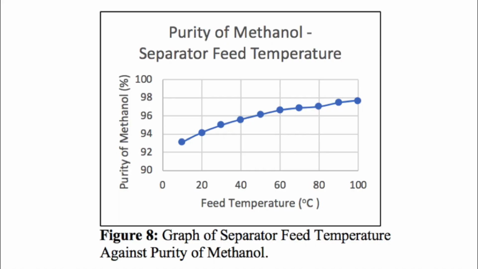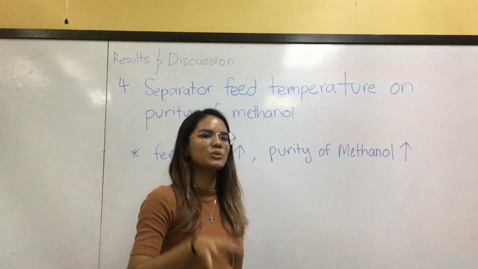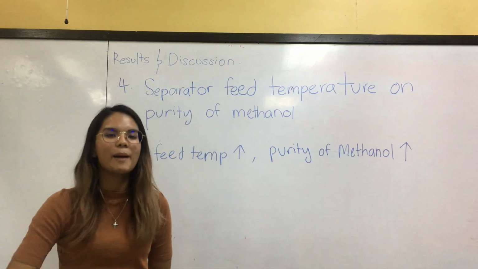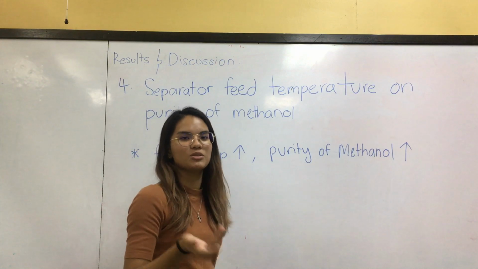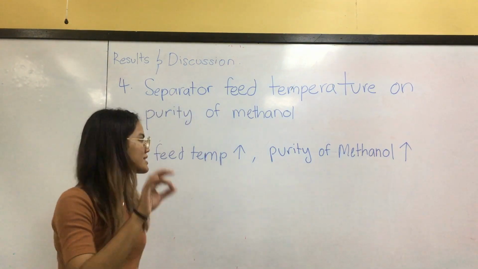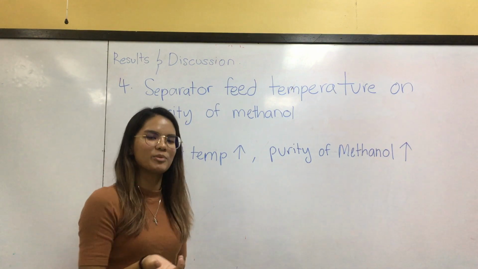The last point I'll be talking about is the separator feed temperature on the purity of methanol. In the graph, you can tell that when the feed temperature increases, the purity of methanol will also increase. So basically, to have the highest purity of methanol, you will need to use the highest temperature. But with that said, the higher temperature that you use will also incur more cost because you require more energy. So the selection of your temperature should be based solely upon the requirement of your production.